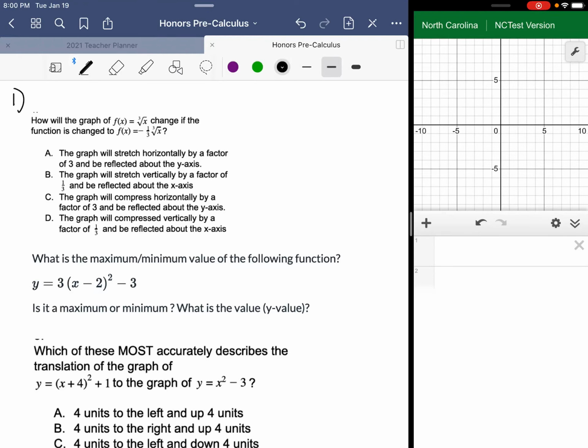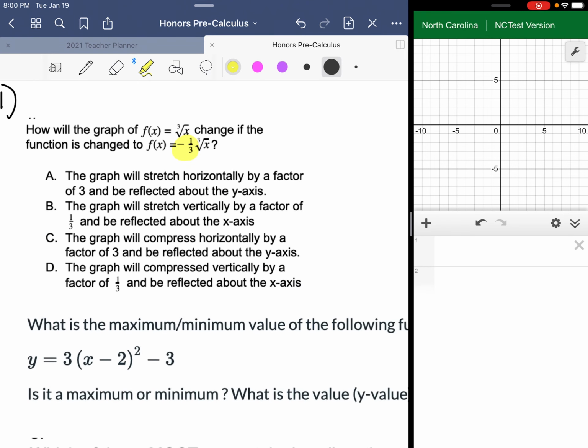All right, so for number 1, it's asking what type of change is occurring if I go from f of x equals a cube root of x to f of x equals negative 1/3 cube root of x. So regardless of the parent function, what we're really going to be focusing on right now is the negative 1/3. That negative 1/3 is going to tell me two things. So one is going to be a reflection over the x-axis.